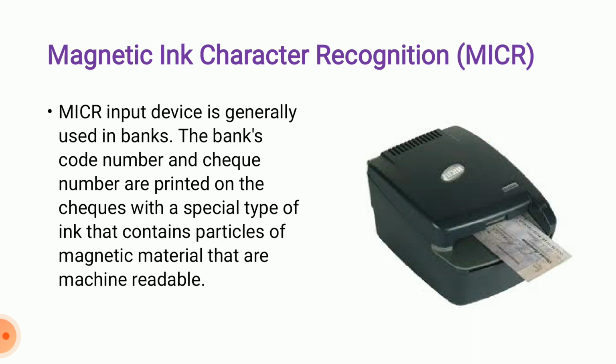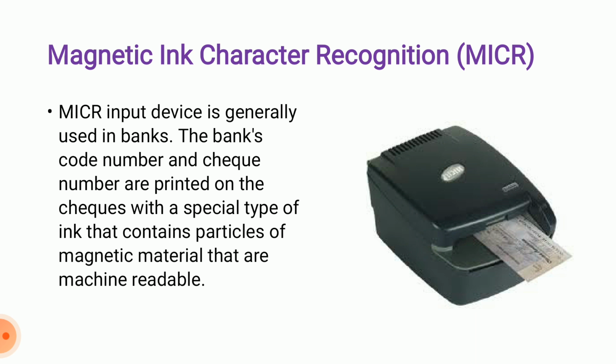Okay. Next is magnetic ink character recognition, MICR. Now what is MICR? Let's see. MICR is an input device generally used in banks. The bank's code numbers and check numbers are printed on the checks with a special type of ink that contains particles of magnetic material that are machine readable.